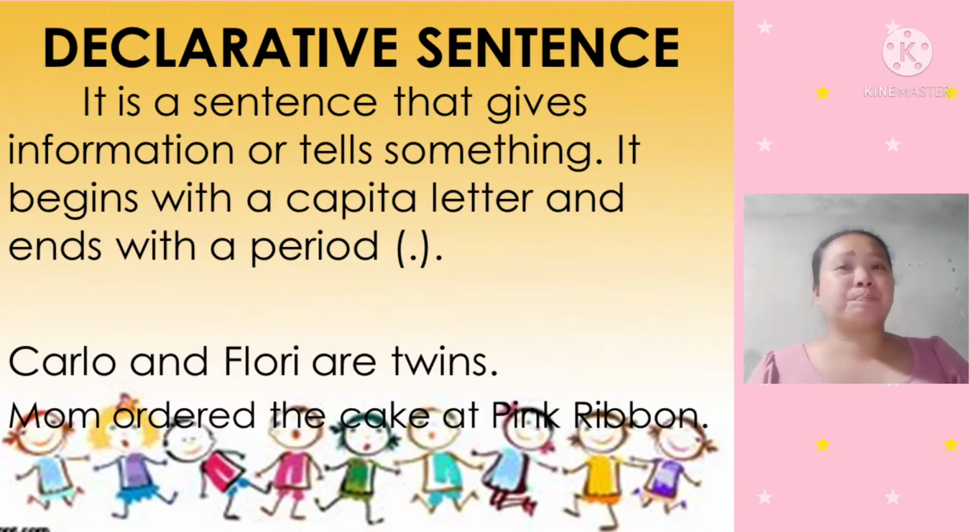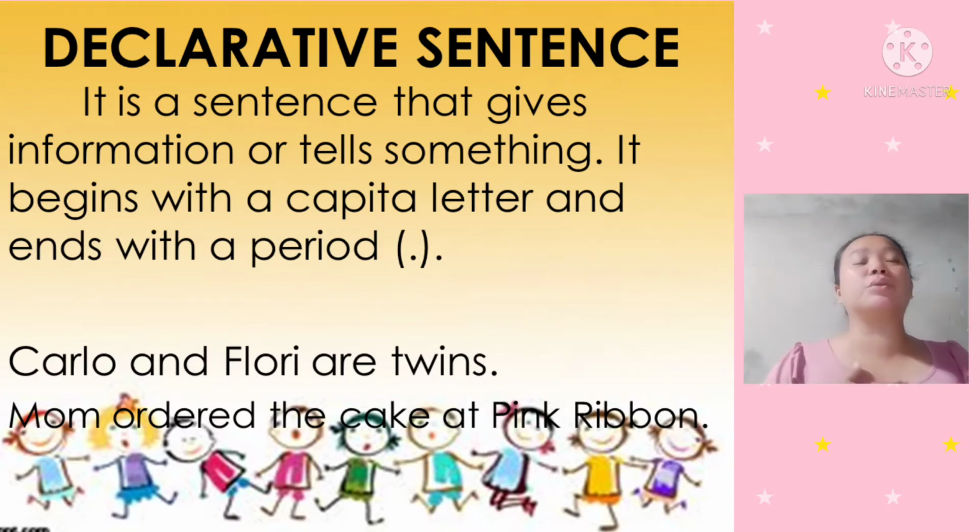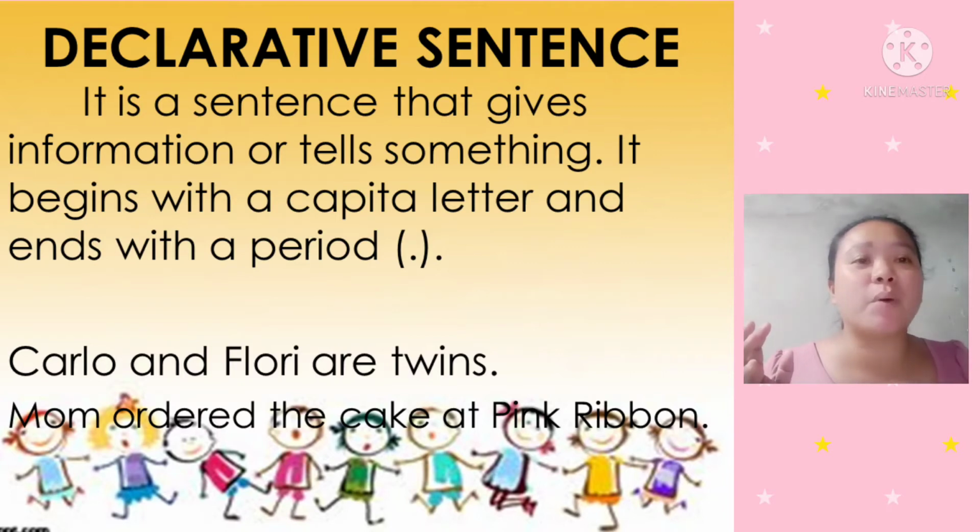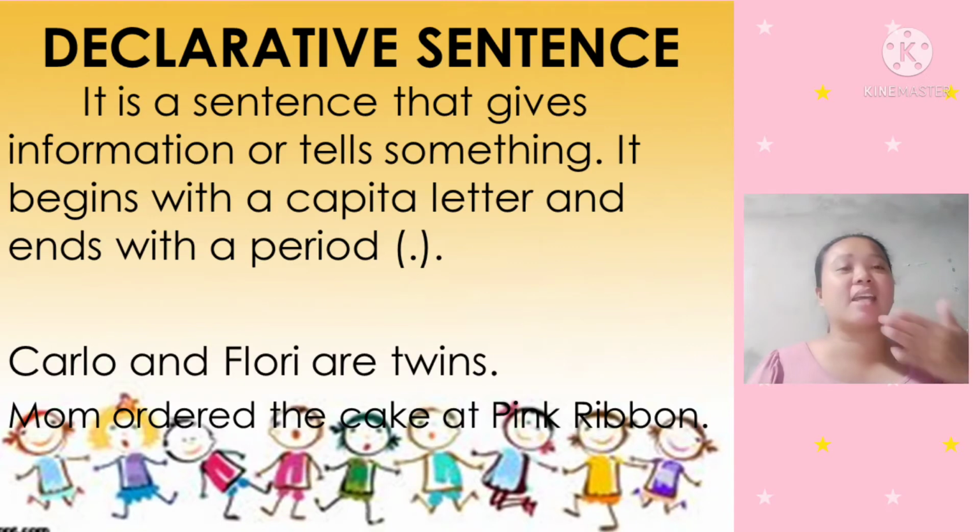Now, let's go to our kinds of sentences: the declarative, interrogative, imperative, and exclamatory. But first, let's go to the declarative sentence. A declarative sentence is a sentence that gives what? Information. Yes, you are just telling it to someone. It begins with a capital letter and it ends with a period. The example of a declarative sentence is: Carlo and Flory are twins.